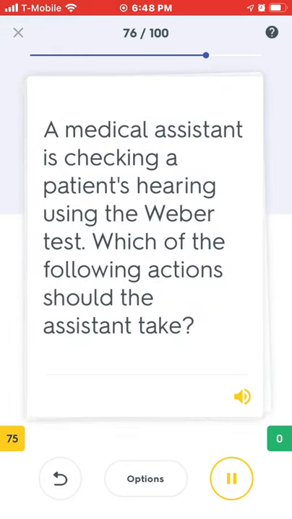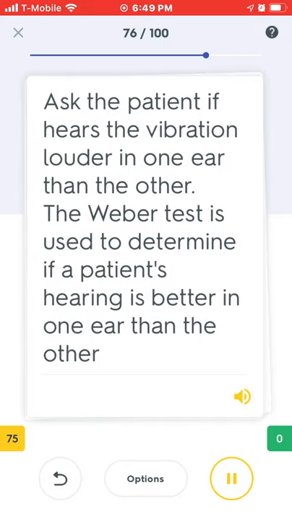A medical assistant is checking a patient's hearing using the Weber test. Which of the following actions should the assistant take? Ask the patient if he hears the vibration louder in one ear than the other. The Weber test is used to determine if a patient's hearing is better in one ear than the other.